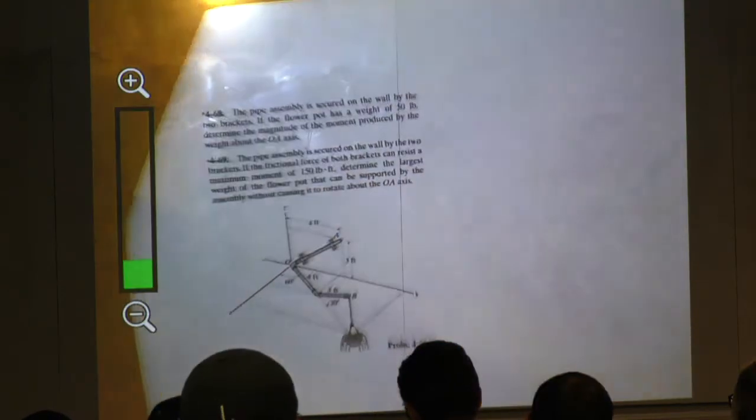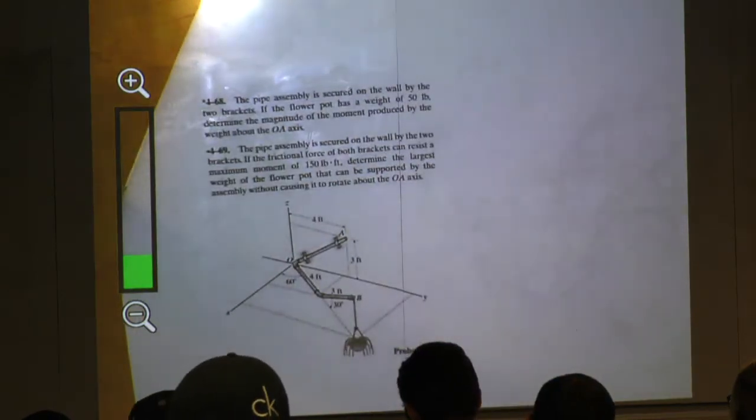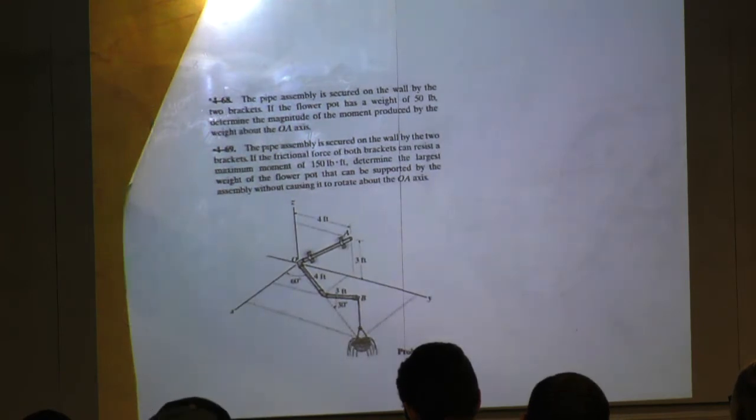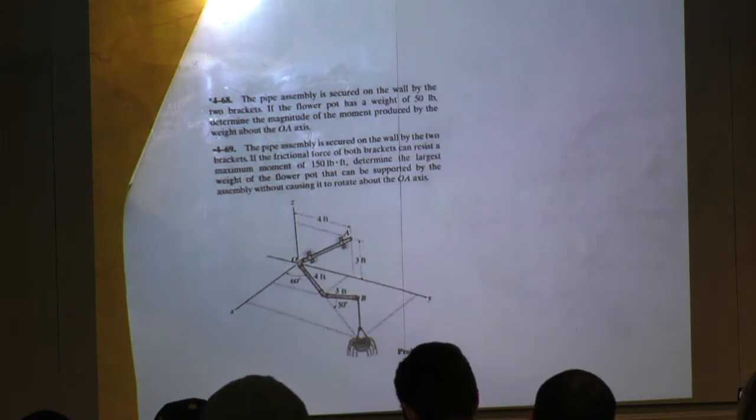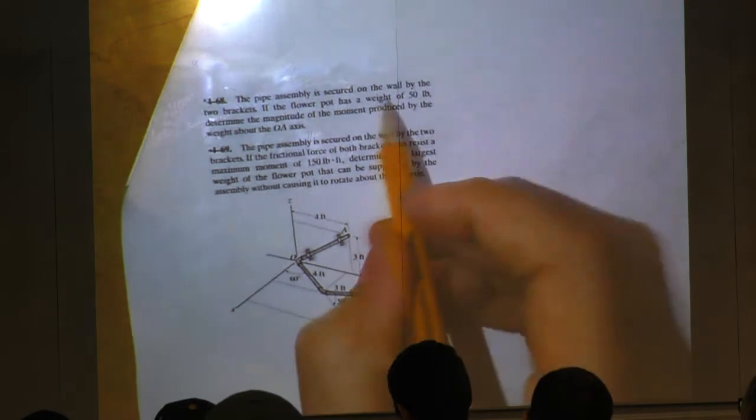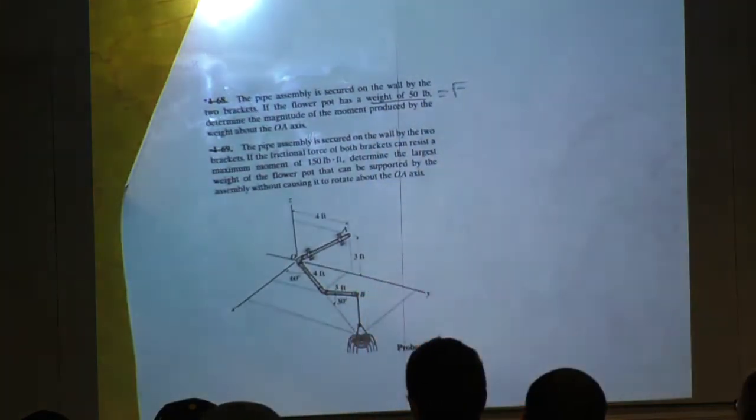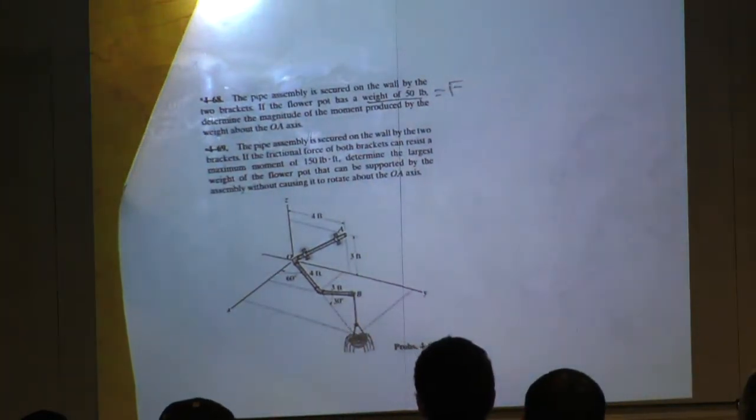All right, so let me zoom in for the question. Pipe assembly is secured on the wall by 2 brackets. If the pot has a weight of 50 pounds, now they say weight, right? Weight, we know, is different than mass, because weight is mass multiplied by the force of gravity. So this right here is a force, right? So that's just something to keep in mind. Determine the magnitude of the moment produced by the weight about the OA axis, right?